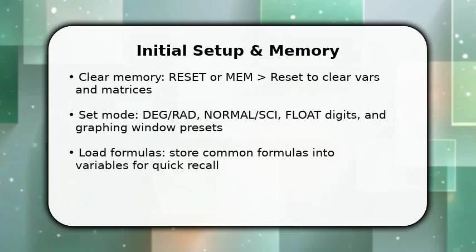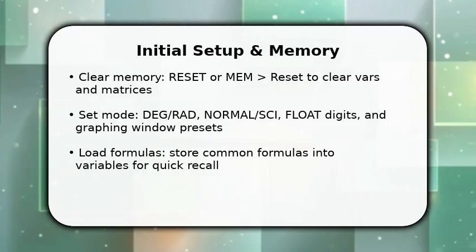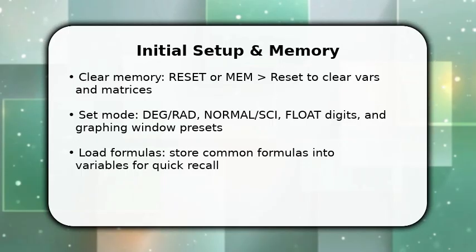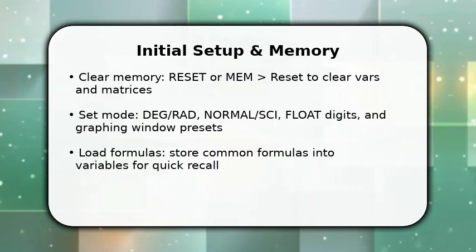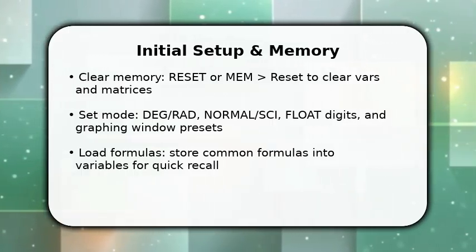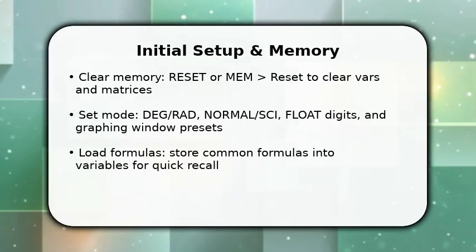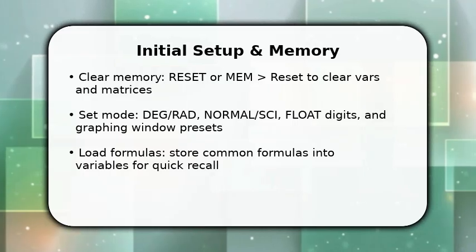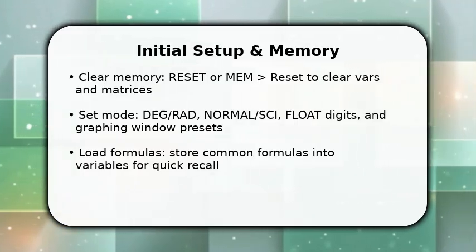You start by clearing distracting variables and calibrating modes so results are predictable. First, reset memory but keep apps if needed. This prevents leftover matrices from changing answers. Next, set DEG or RAD and choose normal display with an appropriate float length so numbers don't round unexpectedly.